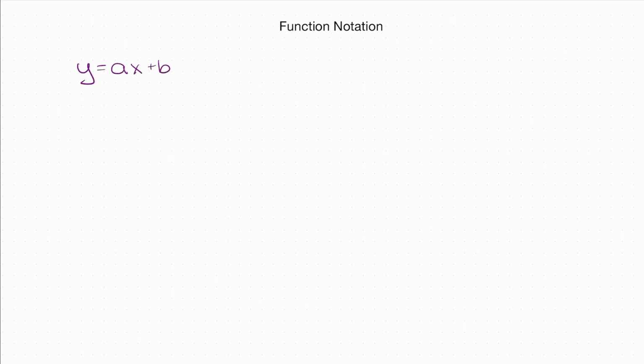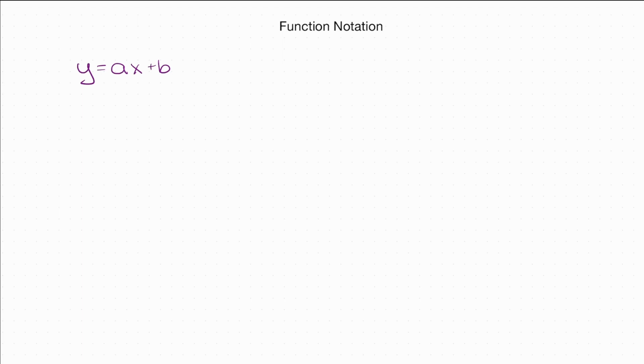Let's learn about function notation. So now that we know what a function is, how do we actually express it? Previously, you would have seen something along the lines of y is equal to ax plus b. So that would be a function.